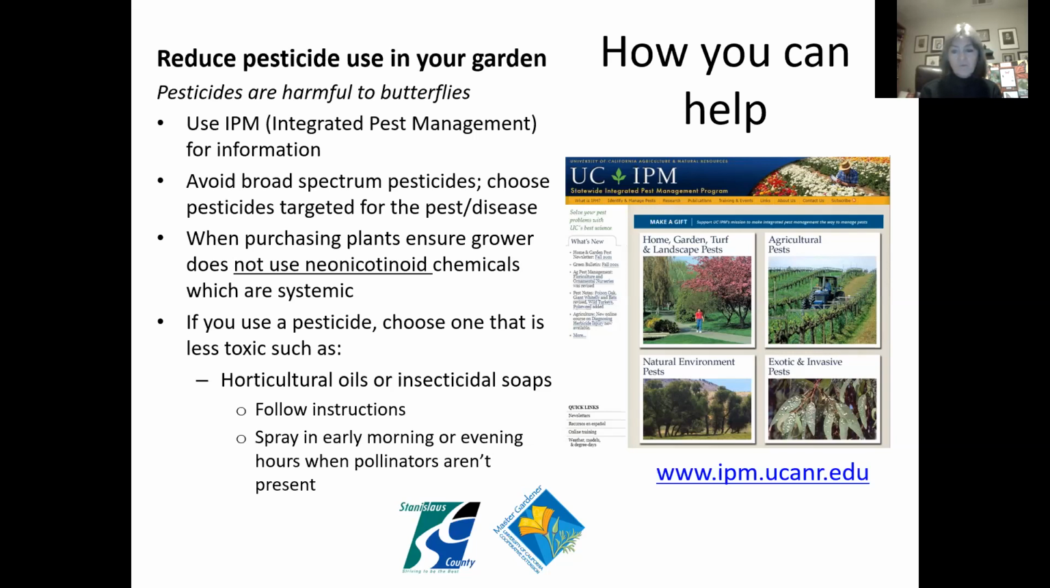You need to also read labels to see what's in them. Horticultural oils and insecticidal soaps are things that our Master Gardener group recommends. Also try to spray at a time when insects are not usually active, early in the morning or in the evening when pollinators are not there. And remember, if you're doing this to protect monarchs, you're also protecting the other pollinators.